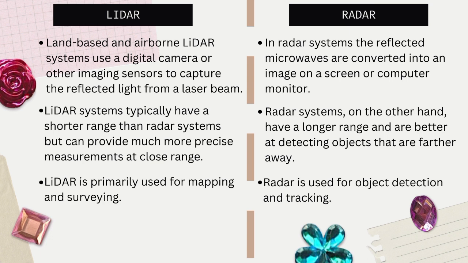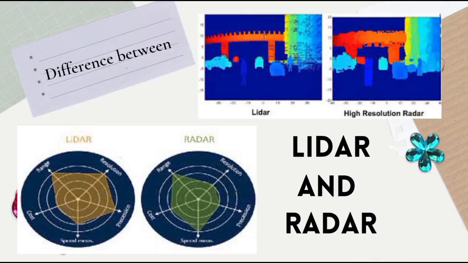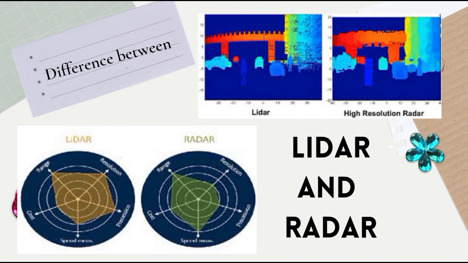LIDAR systems typically have a shorter range than the radar systems but can provide much more precise measurements at closer range. Radar systems, on the other hand, have a longer range and are better at detecting objects that are further away. LIDAR is primarily used for mapping and surveying. Radar is used for object detection and tracking. These are some differences between LIDAR and radar.